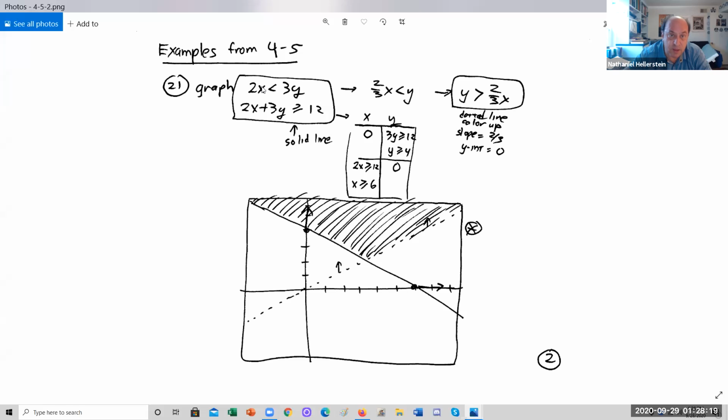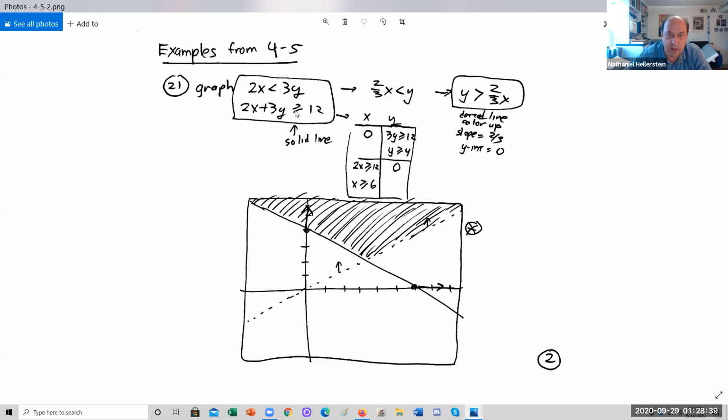Here we have 2x less than 3y, and 2x plus 3y is at least 12. From 2x less than 3y means 2/3 x is less than y, or y is greater than 2/3 x. Dotted line, color up, slope is 2/3, y-intercept is 0. This line here. And we color above it.